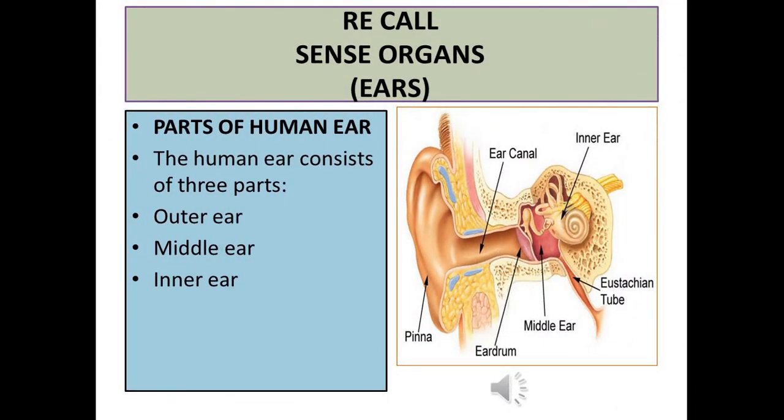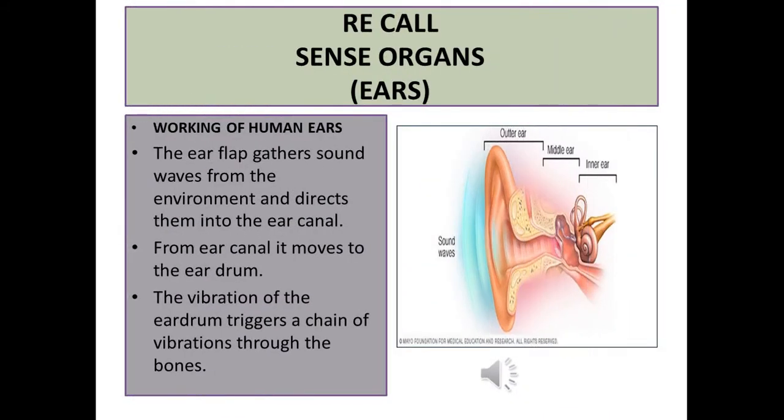Parts of the human ear. The human ear consists of three parts: outer ear, middle ear, inner ear. Working of the human ear. The ear flap gathers sound waves from the environment and directs them into the ear canal. From the ear canal it moves to the eardrum. The vibration of the eardrum triggers a chain of vibrations through the bones.